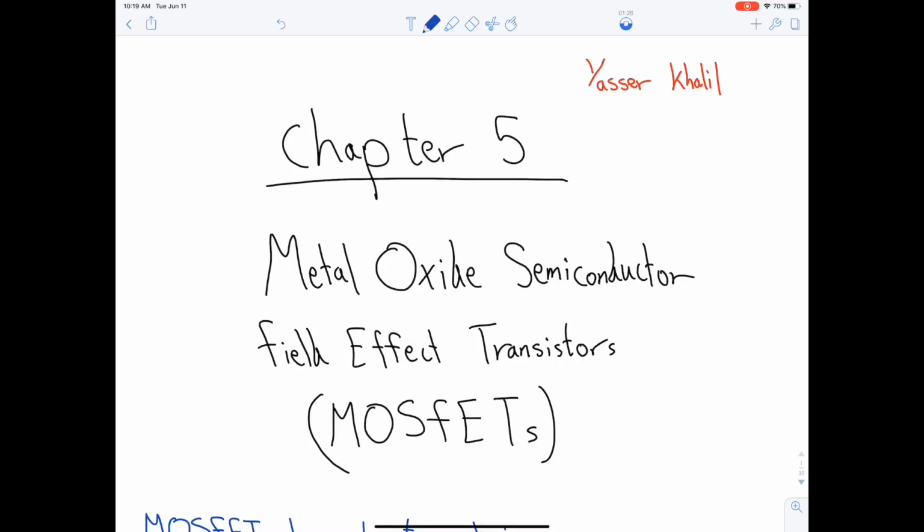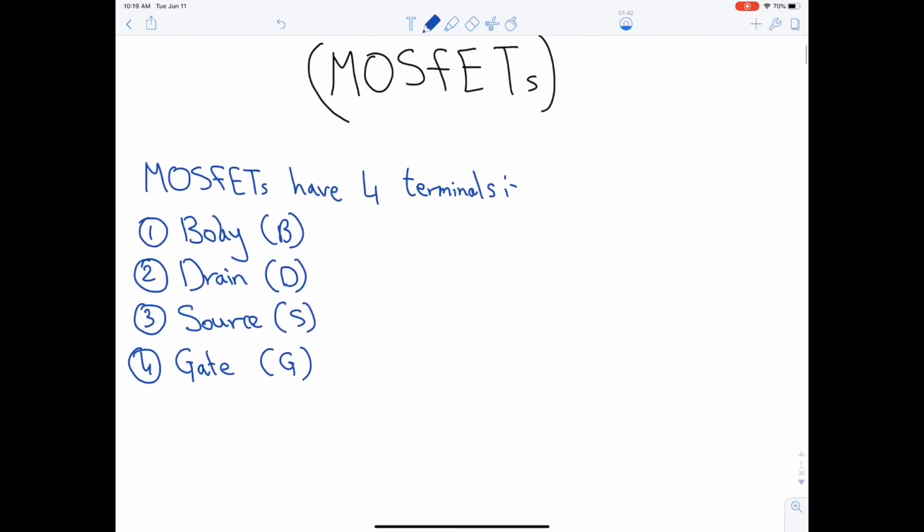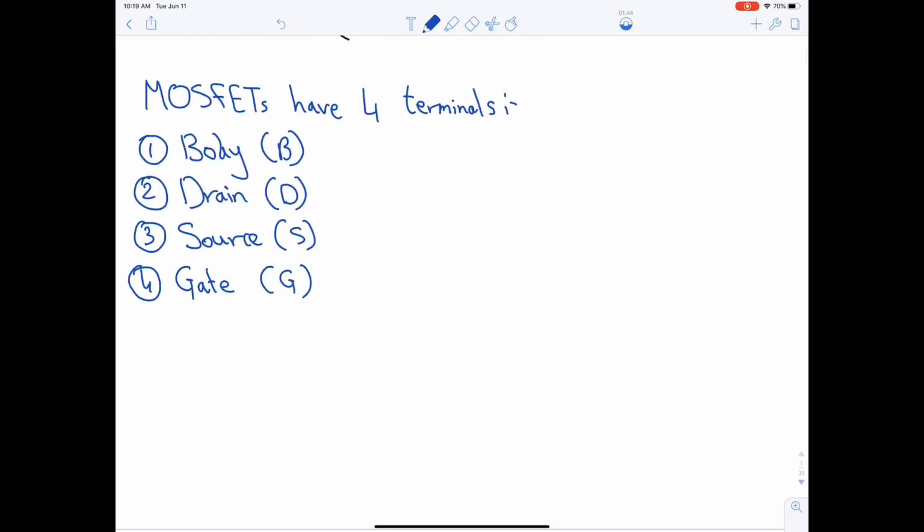Compared to BJTs, MOSFETs can be made quite small and their manufacturing process is relatively simple. Also, their operation requires comparatively little power. Let's begin analyzing MOSFETs. Now, MOSFETs have four terminals: body, drain, source, and gate. Usually, the body is connected to ground.